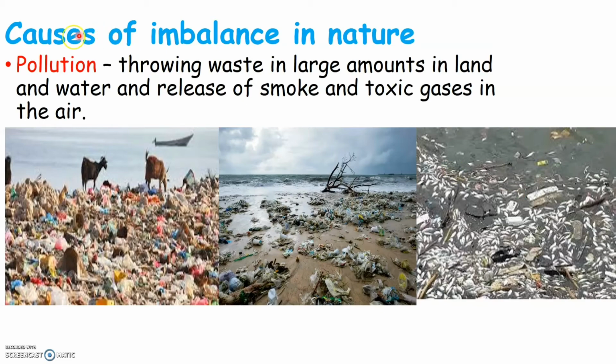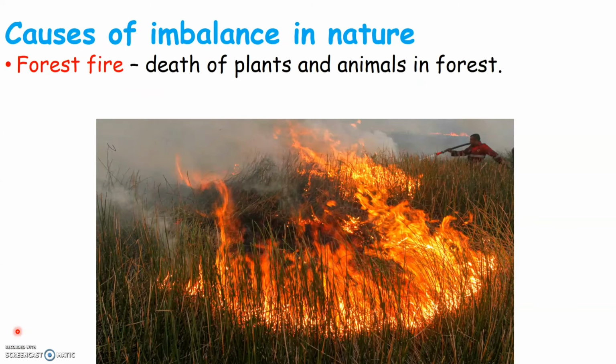So here, because of pollution, it leads to the death of both animals and plants. That is, animals and plants that are living both on land and also in water. So this pollution therefore causes imbalance in nature. The last cause of imbalance in nature that we are going to learn is forest fire.